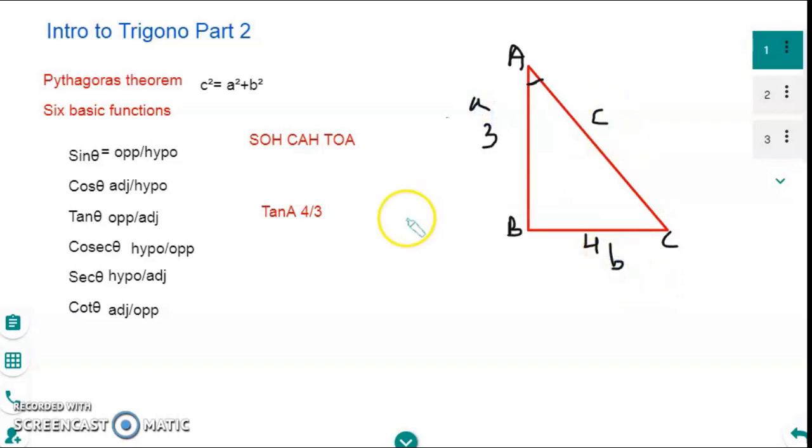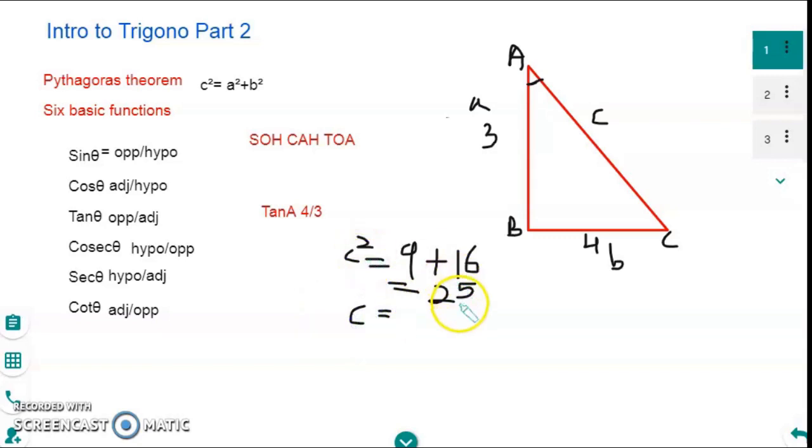So what would be c? That's what we are trying to find. So c squared is equal to a squared, which is 3 squared. The square of 3 is 9, plus b squared. The square of 4 is 16. So it's 9 plus 16, which is equal to 25. And if c squared is equal to 25, what would be c? You just take the square root, right? If this is squared and you bring it to this side, it becomes the square root of 25, which is equal to 5. So this side is 5.